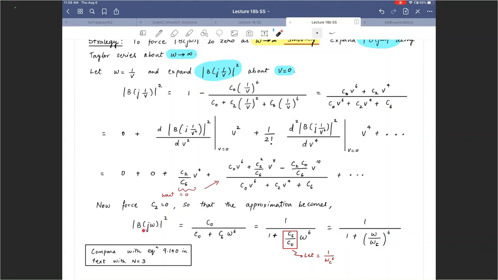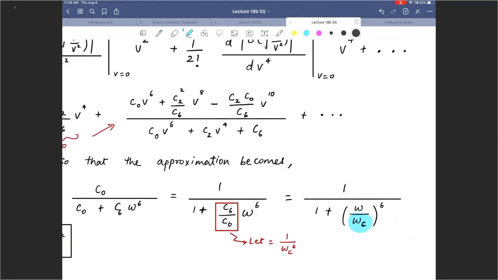What do we have? Absolute magnitude squared of b of j omega is c0 divided by c0 plus c6 omega raised to 6. Rearrange that to write it in a very nice manner, which is 1 divided by 1 plus omega divided by omega c. We are defining cutoff frequency omega c to be c0 divided by c6. Let that be the cutoff frequency. And there is a reason for that. Anybody say why we are defining that as c0 divided by c6? What is cutoff frequency? How is it defined? And those two answers will tell you that.